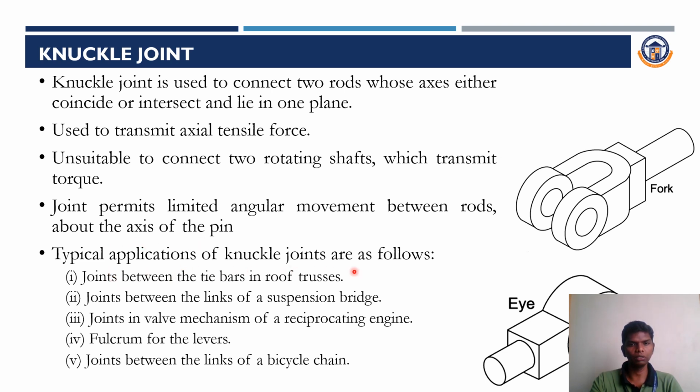Typical applications of knuckle joints are joints between the tie bars in roof trusses, a joint between two links of a suspension bridge, a joint in the valve mechanism of a reciprocating engine, a fulcrum for levers, and a joint between the links of a bicycle chain. The diagram shows the knuckle joint diagram. A knuckle joint is used to connect two rods whose axes either coincide or intersect and lie in one plane.